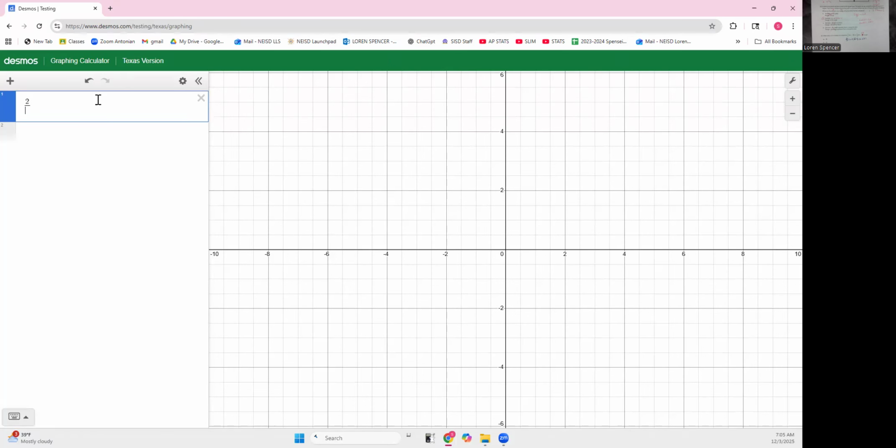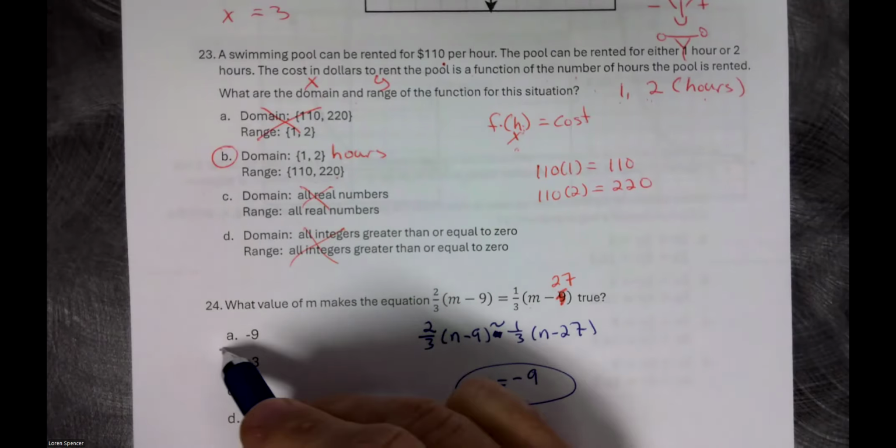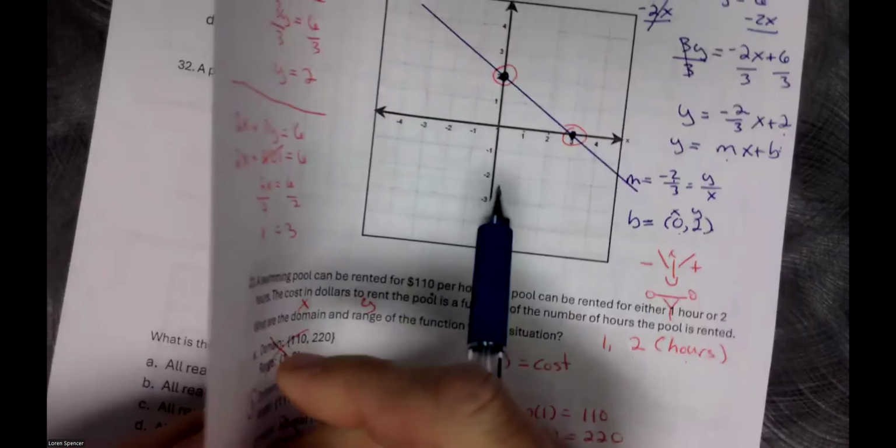So 2/3 and parenthesis n minus 9. There we go. The squiggle, we use, the equal sign won't work. 1/3. And then we have n minus 27. And we got n equals -9. Well, that's nice because that shows up to be one of our answers. So now that we have that n is -9, I'm going to stop the share. N is -9. My answer is A. Moving on to number 25.